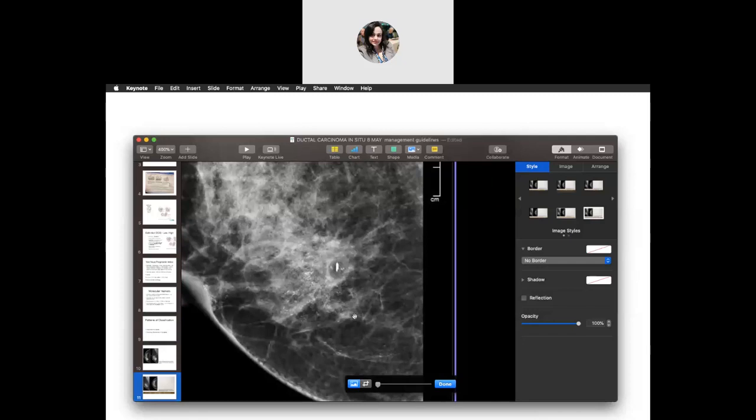So under the magnification, you can see this area. Can you see this area? There's a clip here. Can you notice a clip? Yes. There's a stainless steel clip. And this microcalcification. So this calcification.